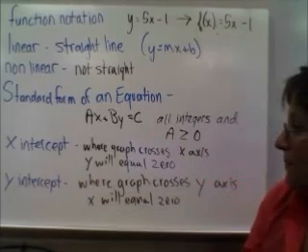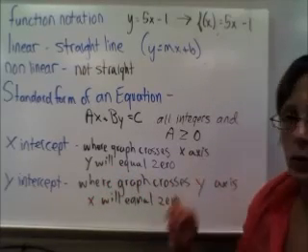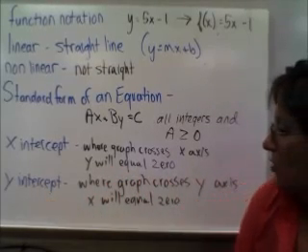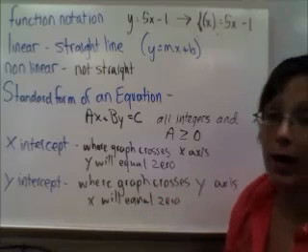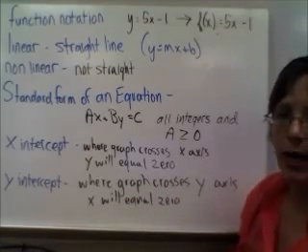The x-intercept is where the graph crosses the x-axis. Y will equal 0 there. And the y-intercept is where the graph crosses the y-axis, and x will be 0 there. And that's all your vocabulary.